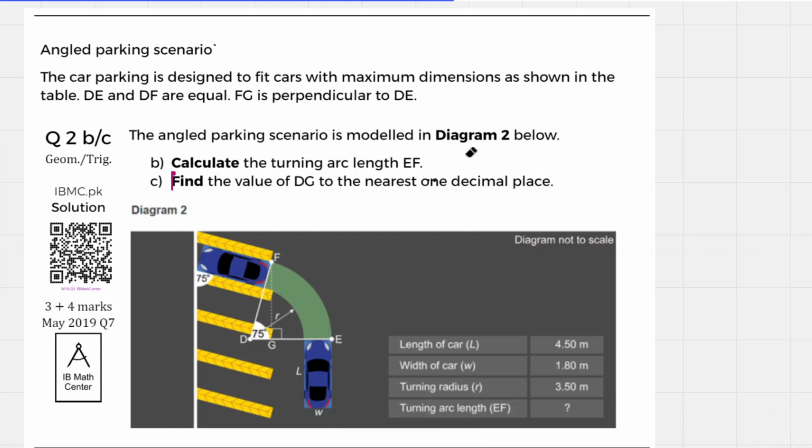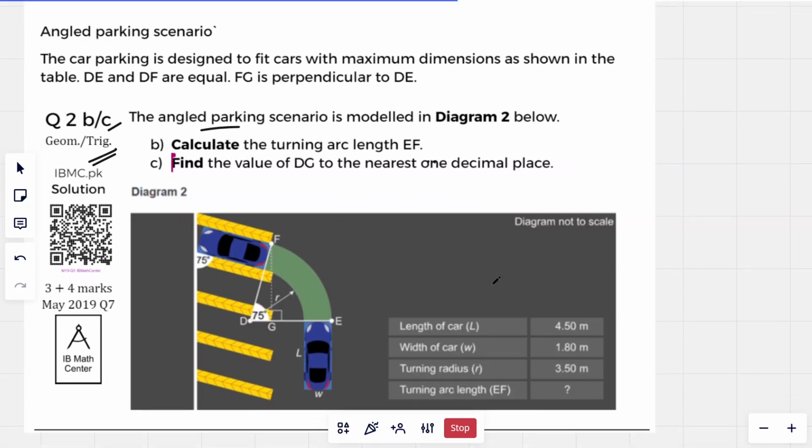This is question number 2, part B and C of the Geometry Trigonometry series, booklet 3. The question being that we're now looking at an angled parking scenario. The dimensions are given to us: length of a car, width of a car, turning radius, and the task at hand is to find the arc length, or the turning arc length, which also happens to be the arc length of a sector E to F.